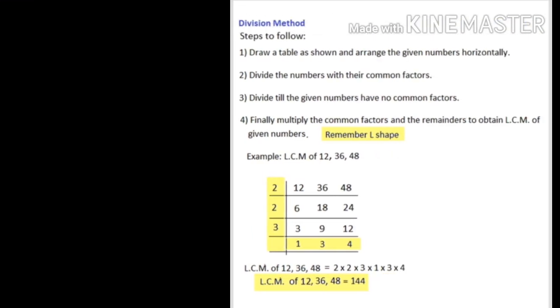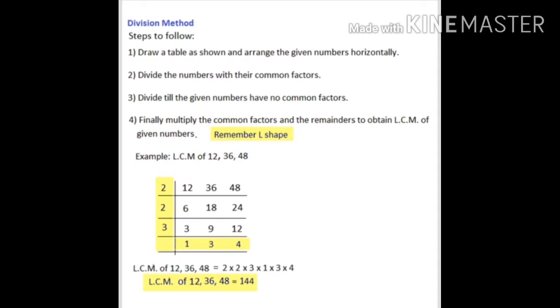Now let's move to another method to find LCM. It is the division method. First we have to draw a table as shown on the screen. Then we put the given numbers horizontally. Then we divide them by the common prime factors until no common factor remains but 1. Then we multiply all the common factors and the remaining numbers to obtain the LCM of the given numbers.